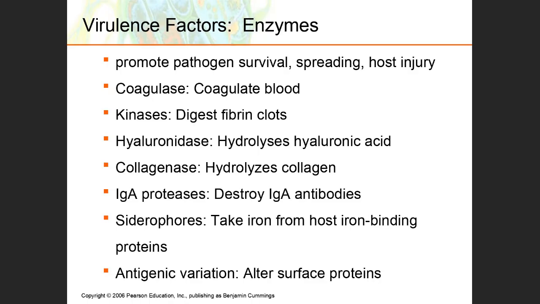And then for both bacteria and viruses, antigenic variation can make it difficult for the immune system to recognize that pathogen and destroy it, right? Because bacteria and viruses both mutate and change their antigens on their surface, and that makes it harder for the immune system. But these are all things that pathogens can do to help survive, spread, and damage the host.